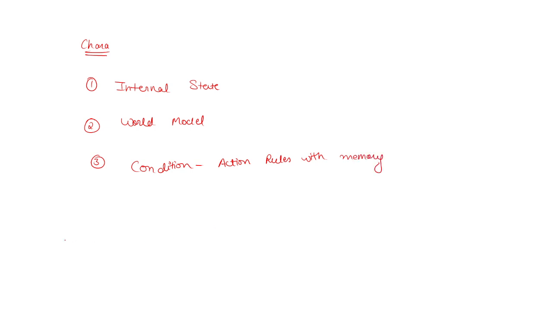Its characteristics include internal state. Another is world model. Another point is condition action rules with memory. Another can be adaptability to partially observable environments. Okay, students, so all these are the characteristics of model based reflex agents.